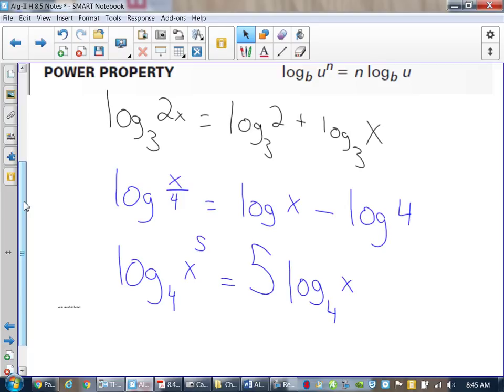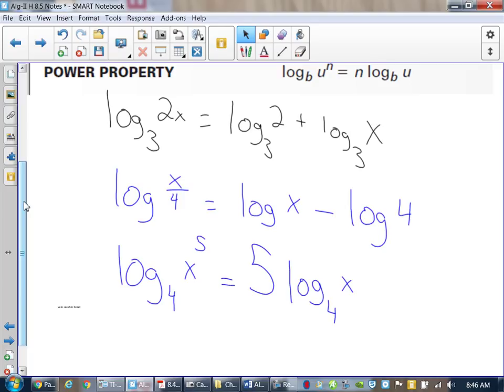The base of a logarithm will never have an exponent on it. You're never going to see log base 3 squared of x. You're never going to have a variable in this portion of the logarithm, ever. So don't worry about that. It would always be that. It's not 3 to the x. This base value, when it's part of a log, will never have an exponent.